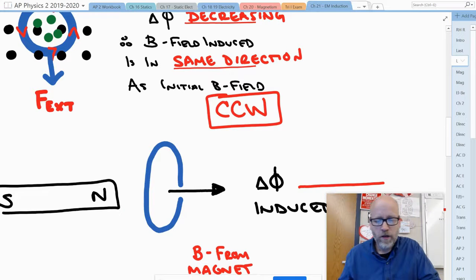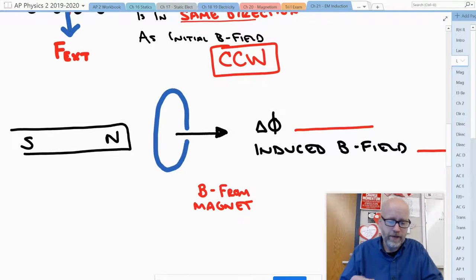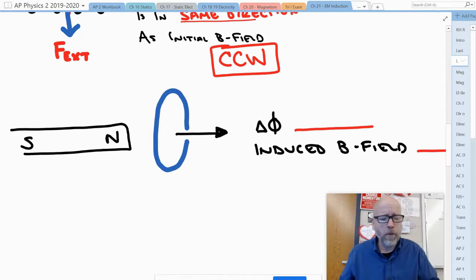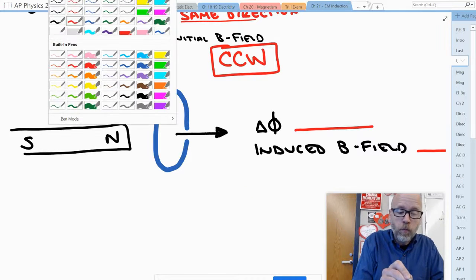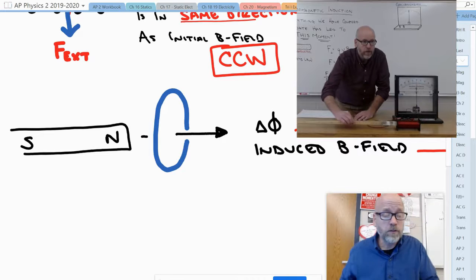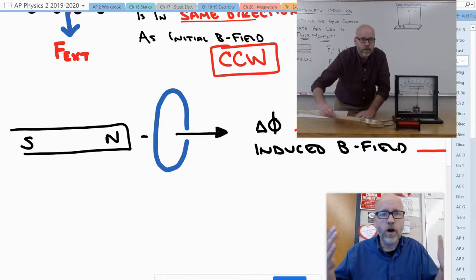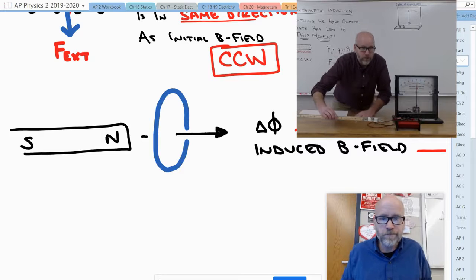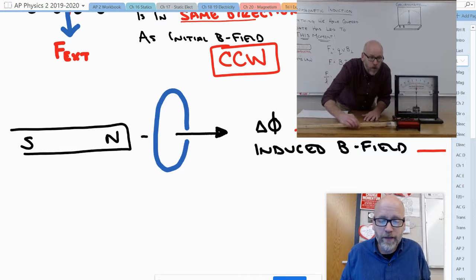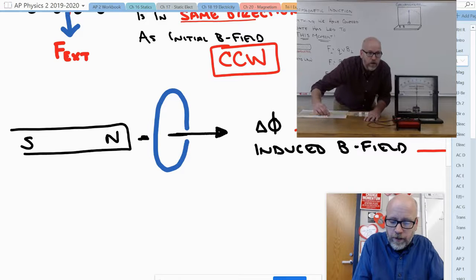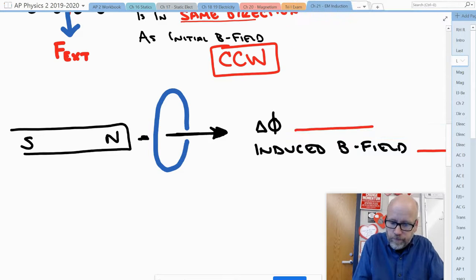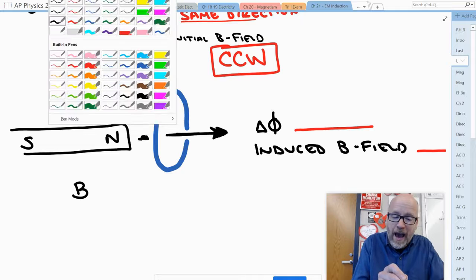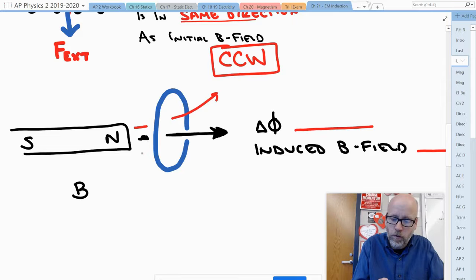Let's try this. Go ahead and draw in a bar magnet. Now that bar magnet is going into a loop of wire. This is almost identical to my first lesson on Faraday's law when we use the galvanometer. So I'm taking the magnet, and this arrow right here indicates that it's getting closer. So the B field is actually going to be pointing out of the north. Let's go ahead and draw that in. B field comes out of the north.